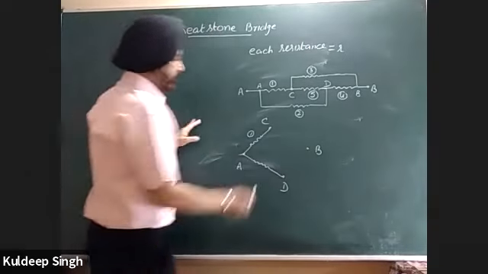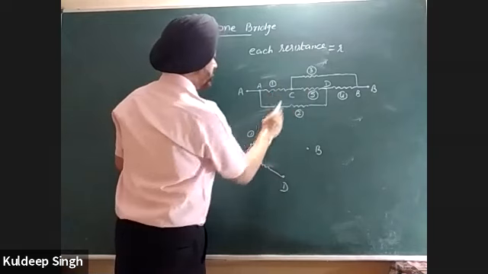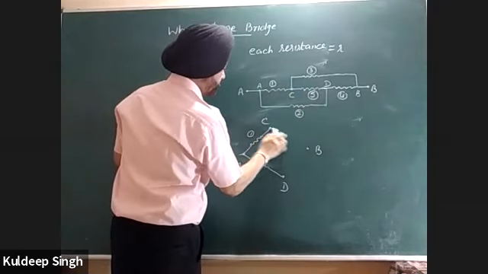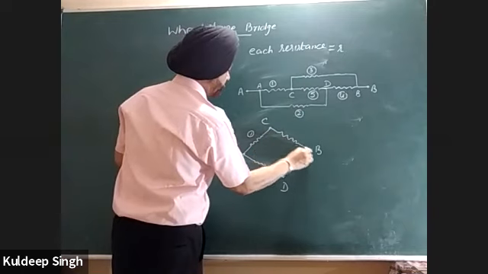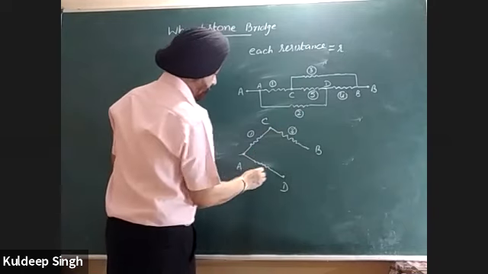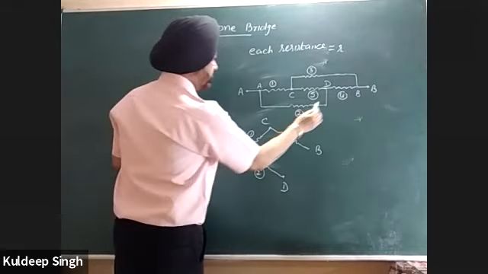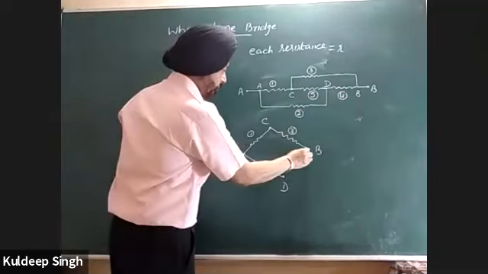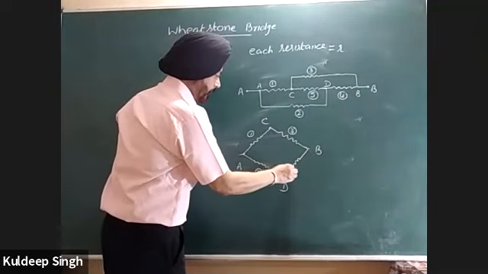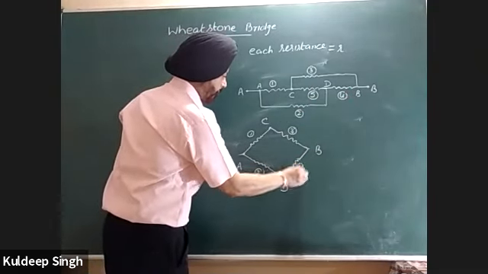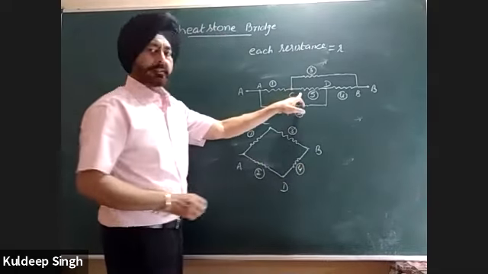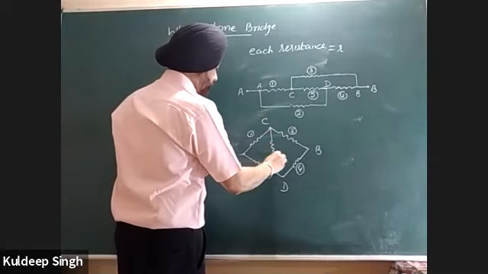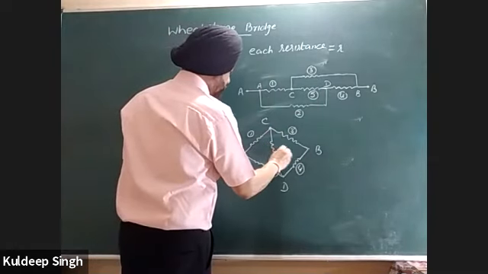Similarly, where is the third one? To C and B. The third resistance is to C and B. And where is the fourth now? To point D and B. So this is D and B, and its number is 4. And where is the fifth one? To C and D. The fifth is here. This is the fifth resistance.